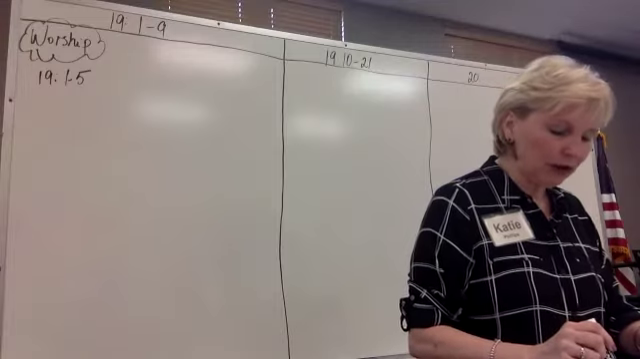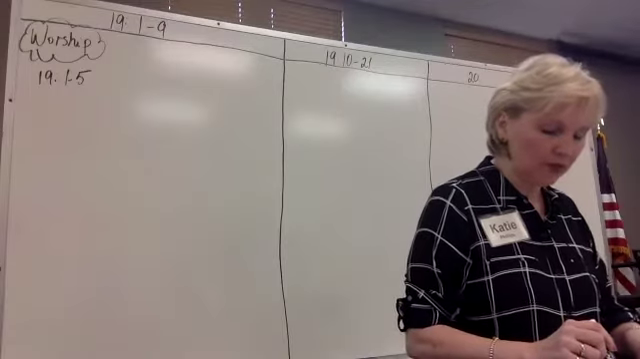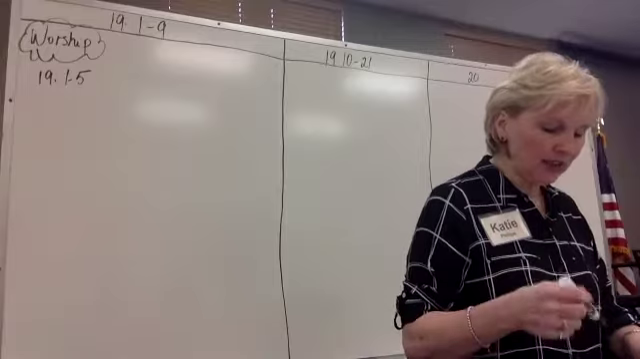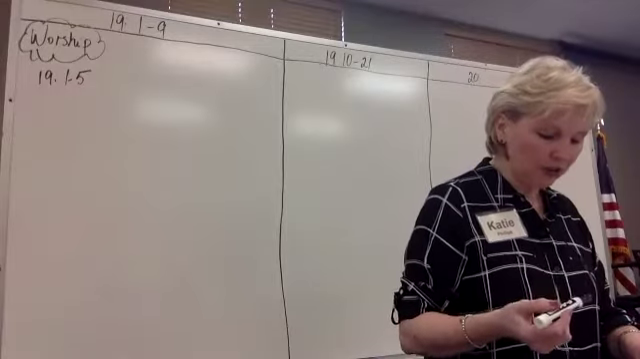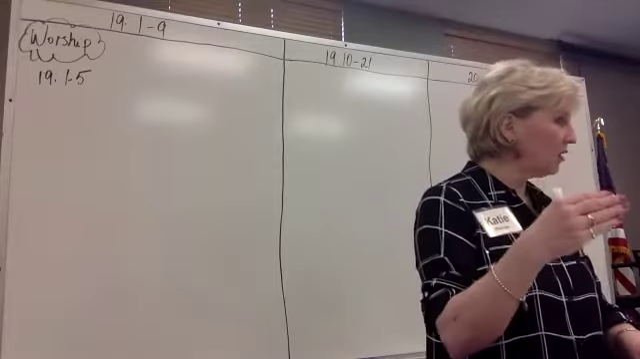And the 24 elders and the four living creatures fell down and worshiped God who sits on the throne, saying, amen, hallelujah. And a voice came from the throne saying, give praise to our God, all you his bondservants who fear him, the small and the great. Do you see how that closes out?